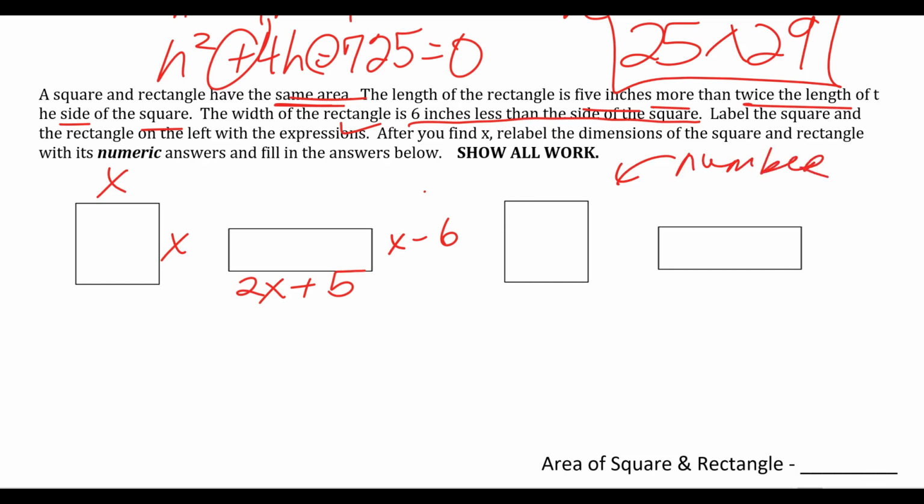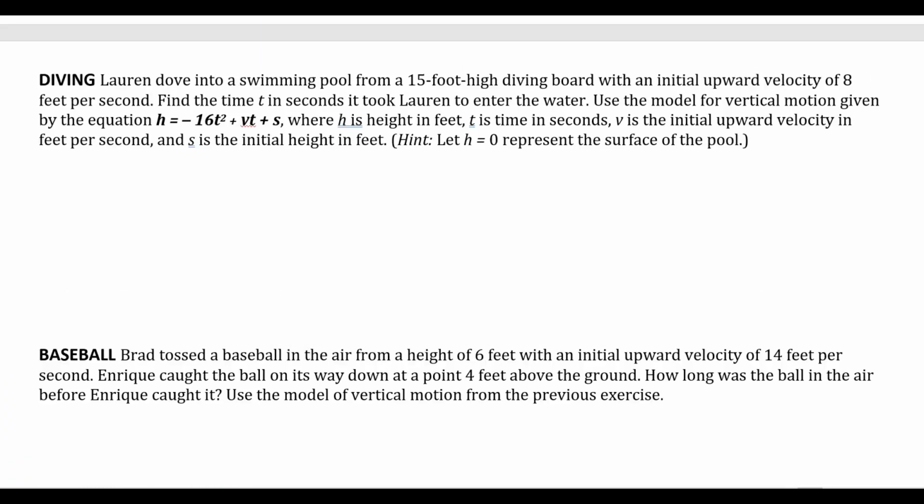Okay, number answers. And so I had someone tell me, how would you build this equation? And they said x times x, which is the area of the square, x squared, is equal to the area of the rectangle, which is 2x plus 5 times x minus 6. And now we have to solve for x. And I left that up to everyone else to do. And so you can do that now.